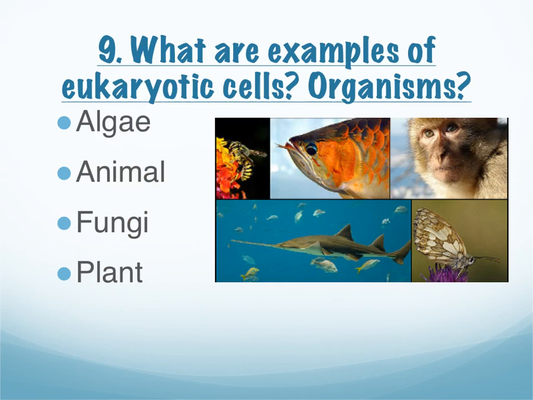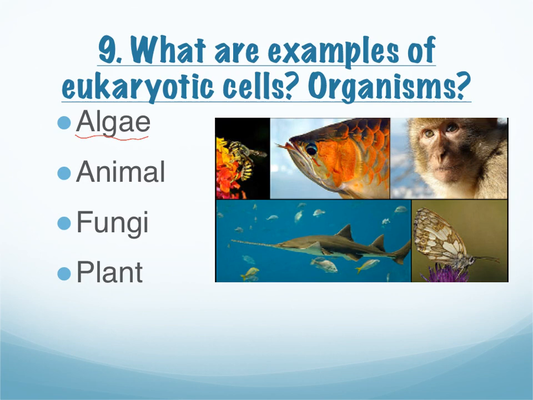So what are examples of eukaryotic cells, and what types of organisms are composed of eukaryotic cells? Well, examples would be algae. So algae would be like, you usually call it seaweed, but it's actually like kelp and other things that are in water.